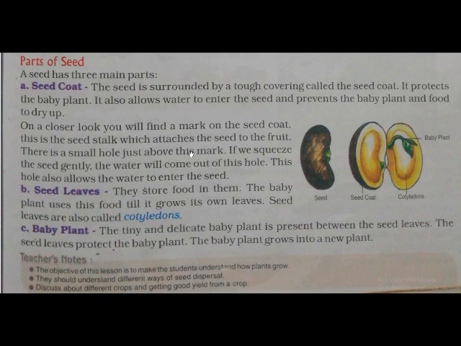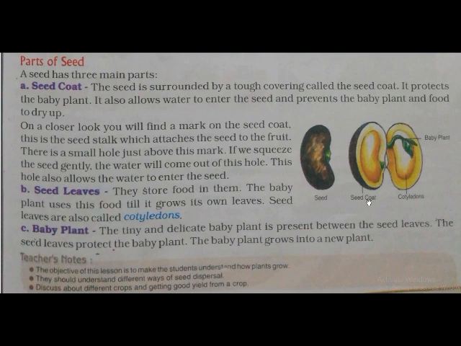Number B, seed leaves. The stored food is in them. The baby plant uses this food till it grows its own leaf. Seed leaves are also called cotyledons. As you can see in the picture, this yellow colored one is known as the cotyledons. So the baby plant, until it grows outside, takes food from this cotyledon and then it survives. Number C, baby plant.